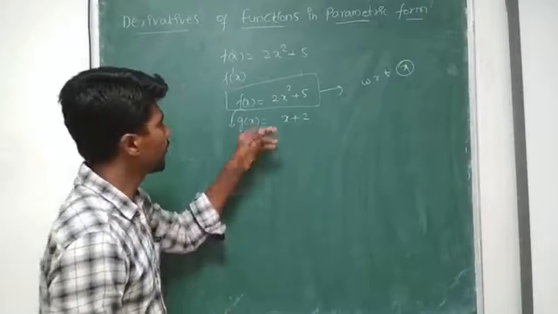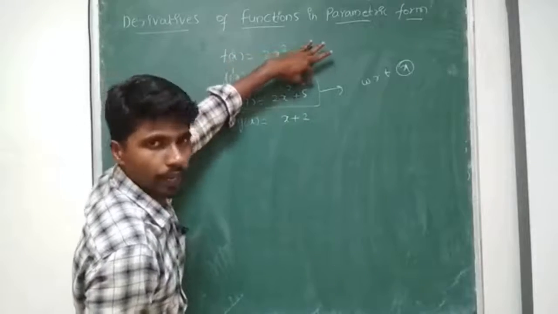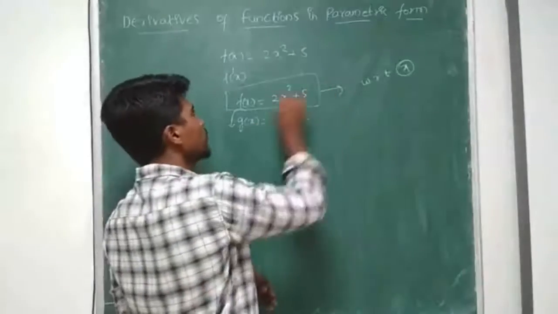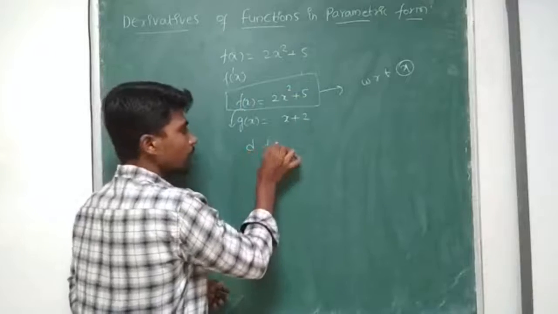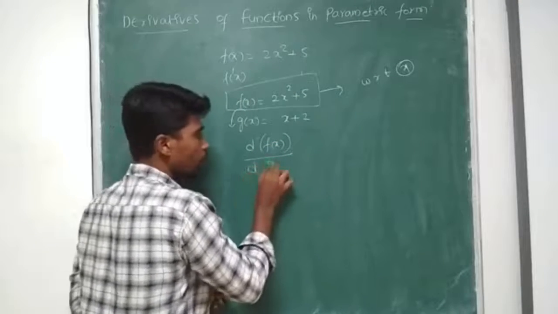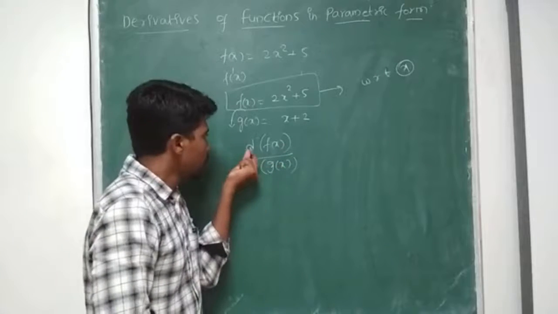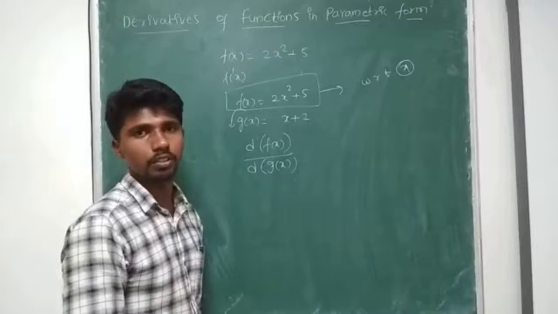Now in this way, find the differentiation of 2x square plus 5 with respect to x plus 2. So if I consider this one as f of x, what we are going to do is find the derivative of f of x with respect to g of x.